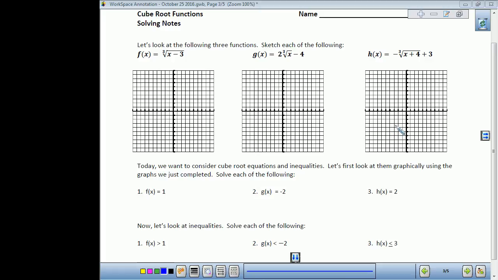You have to think of numbers you can take the cubed root of. Okay, so start off by graphing these, please.